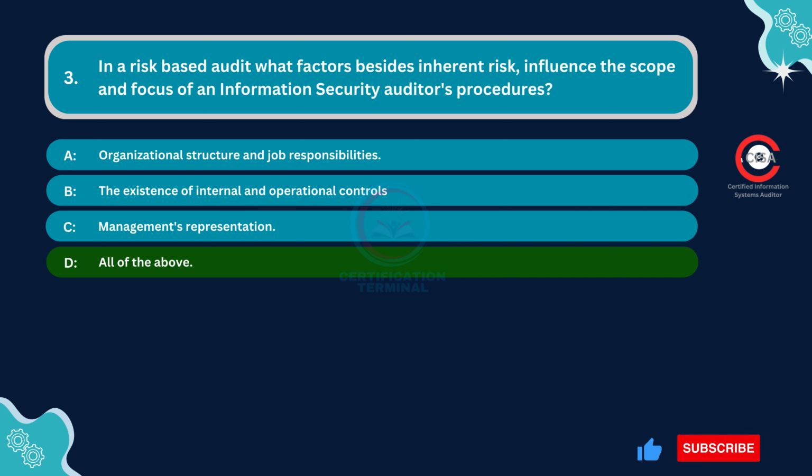The presence and effectiveness of internal and operational controls are essential considerations for information security auditors. These controls help mitigate identified risks or reduce their potential impact. Auditors need to evaluate the adequacy and effectiveness of these controls in managing the identified risks.